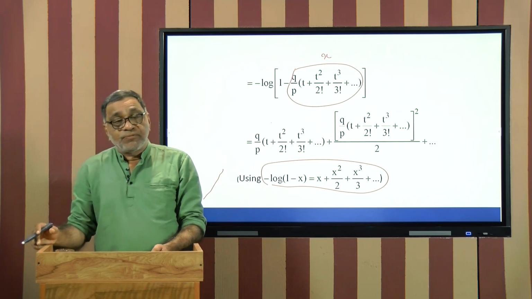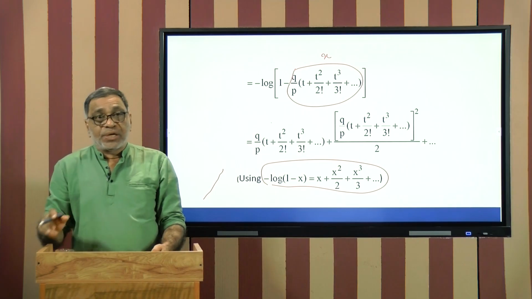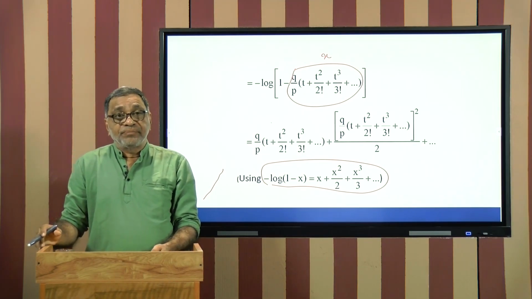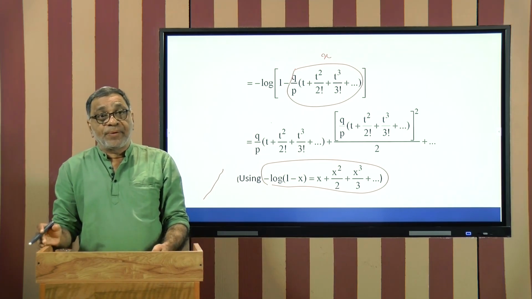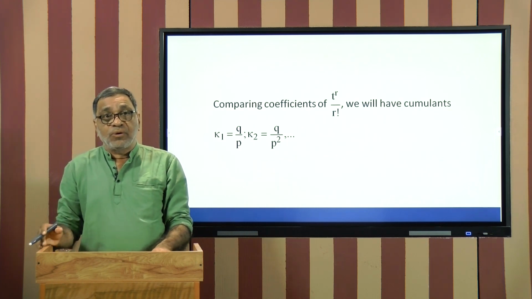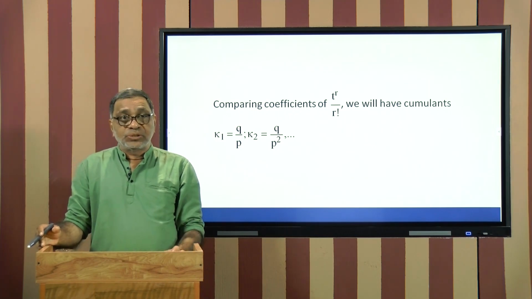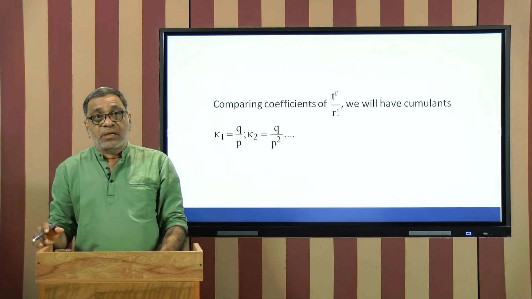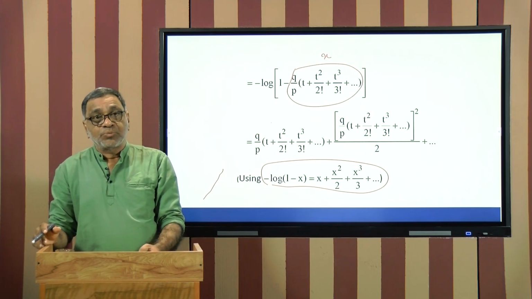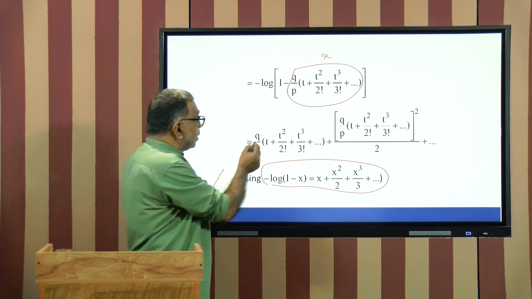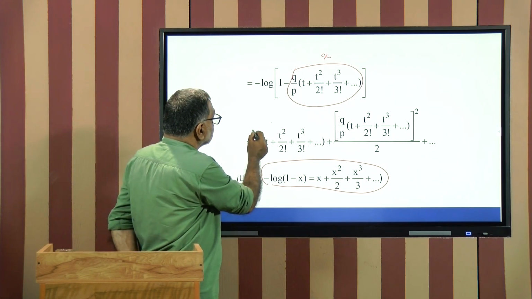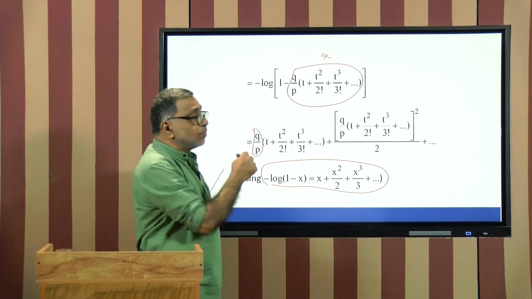What is the advantage of this expansion? From this expansion, you can identify the coefficient of t power r divided by r factorial, because when you are identifying the coefficient of t power r divided by r factorial, we will have the cumulants. So, what is our first cumulant? Kappa 1. Kappa 1 is the coefficient of t power 1 divided by 1 factorial. Just look at the expansion. What is the coefficient of t power 1 divided by 1 factorial? This is the coefficient of t power 1 divided by 1 factorial.